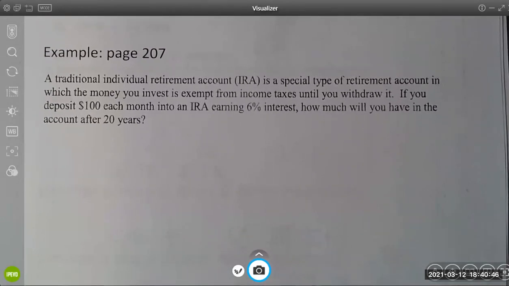A traditional IRA, a traditional individual retirement account, is a special type of retirement account in which the money you invest is exempt from income taxes until you withdraw. So we don't really care about that part. If you deposit $100 each month into an IRA account earning 6% interest, how much will you have in the account after 20 years? This is the very first example.